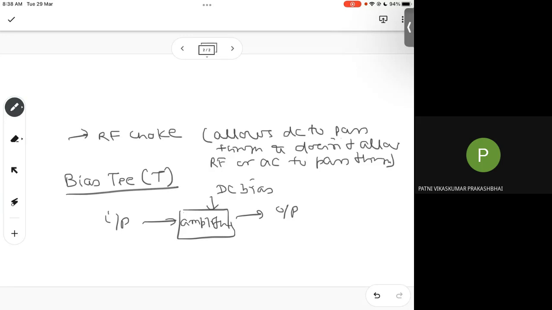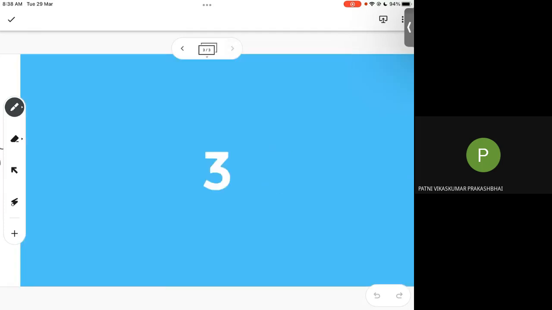So basically, if I have a high frequency signal at the input and DC, which is a very, very low frequency, it will damage my amplifiers and the instruments also. So what we do here, we use what we call the concept of bias T. So what is this bias T?